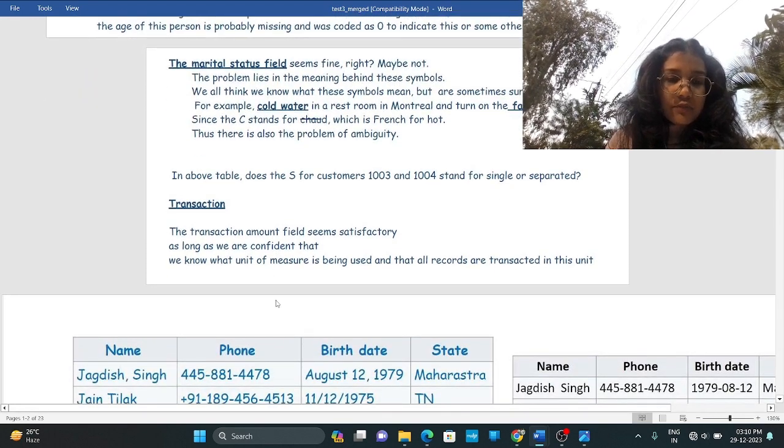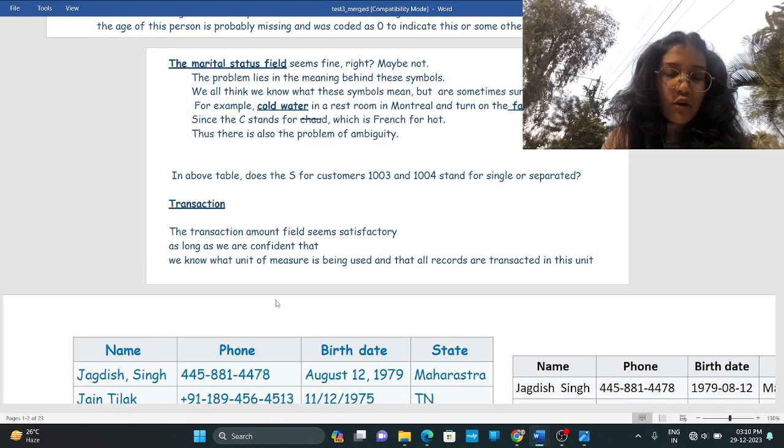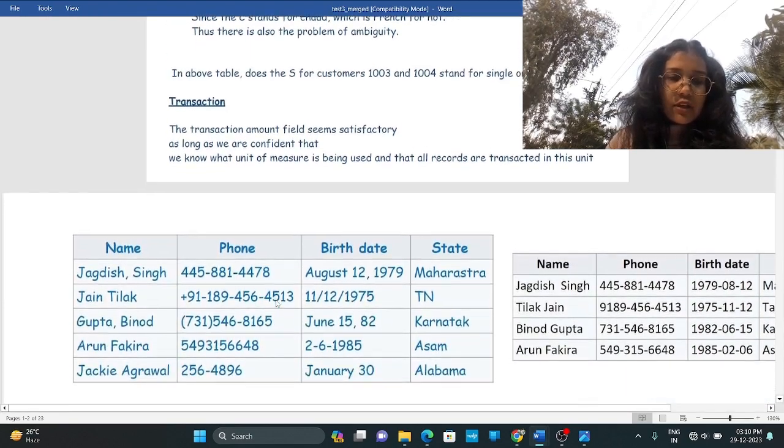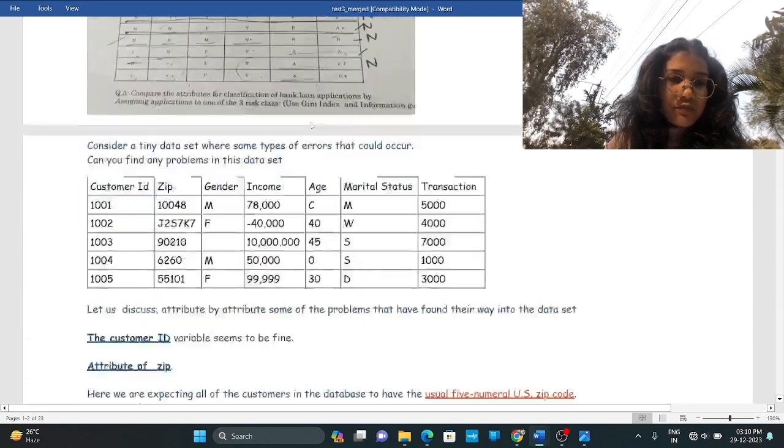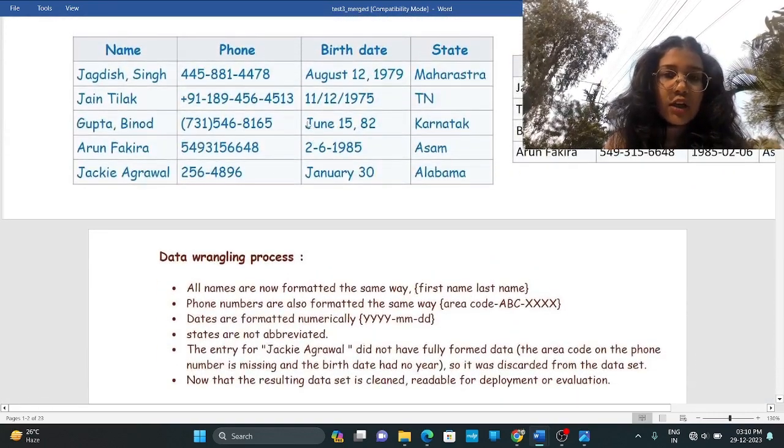Lastly, the transaction amount field seems satisfactory as long as we are confident that we know what unit of measure is being used and that all records are transacted in this unit of measure. Now, question number two: apply the data wrangling process to the following data, like in name, phone number, birth date, and status. Let's start our discussion of question number two.